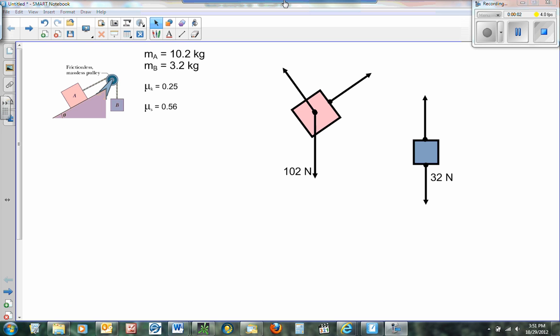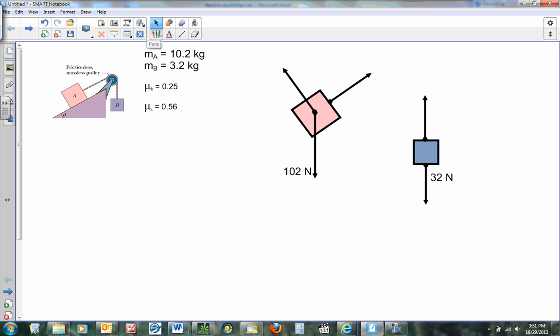This, I think, is number 27 on the homework, and basically you're given a configuration like this. There's friction. I don't think I have the angle here. Let me turn on my pins. And this theta here is equal to 40 degrees, I believe.